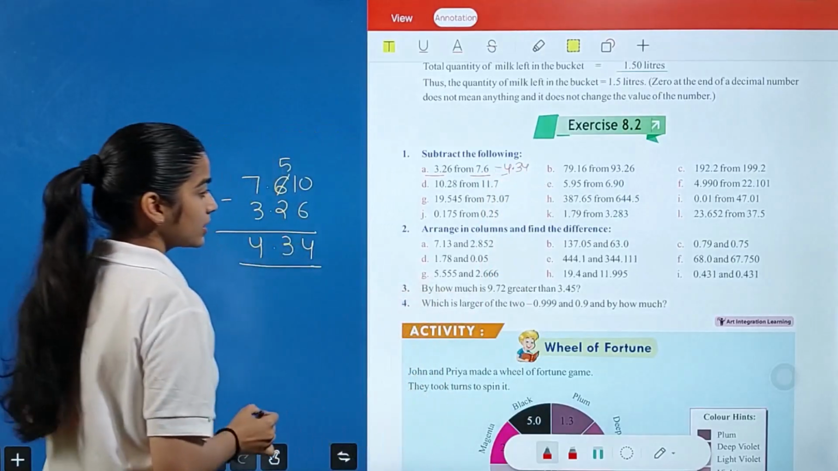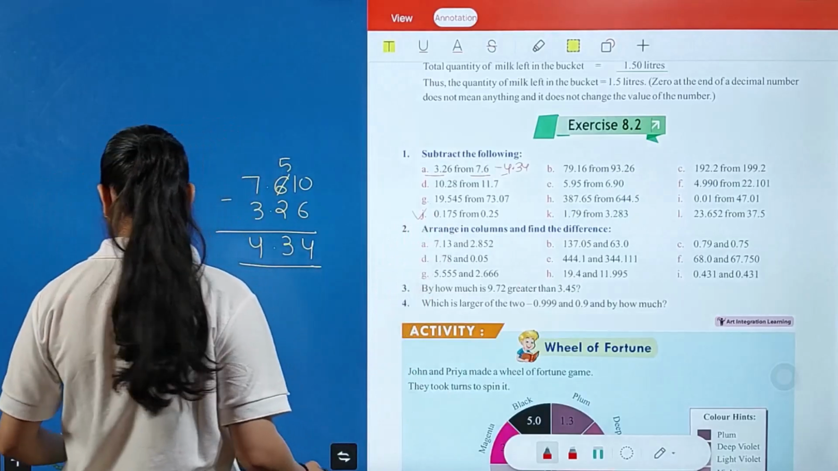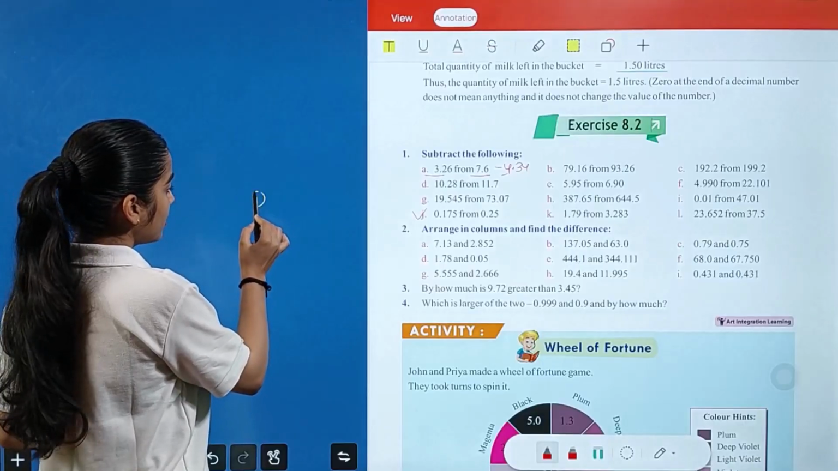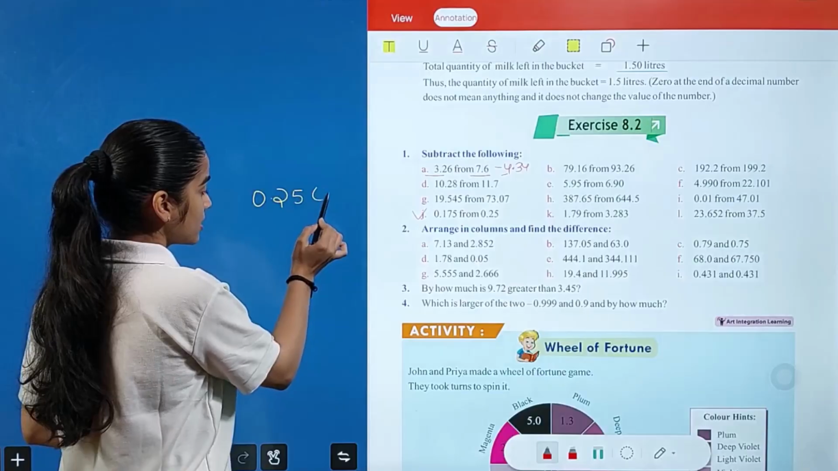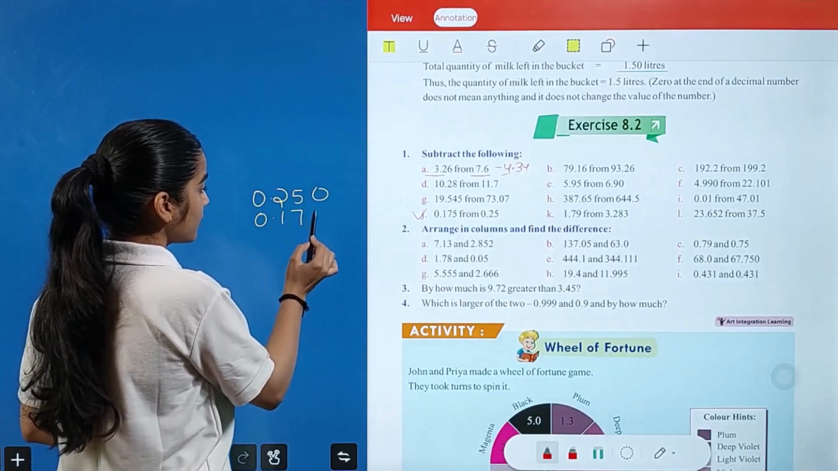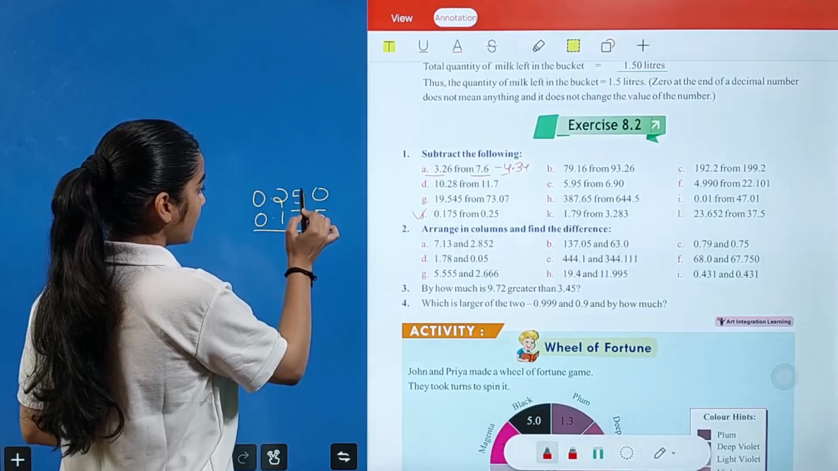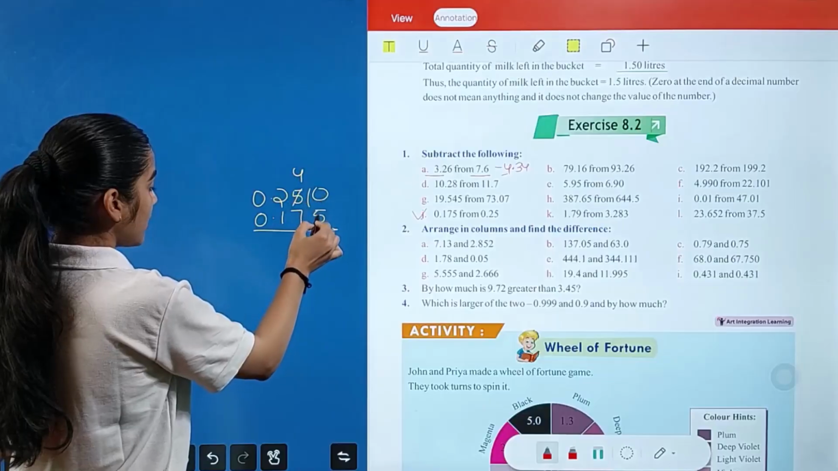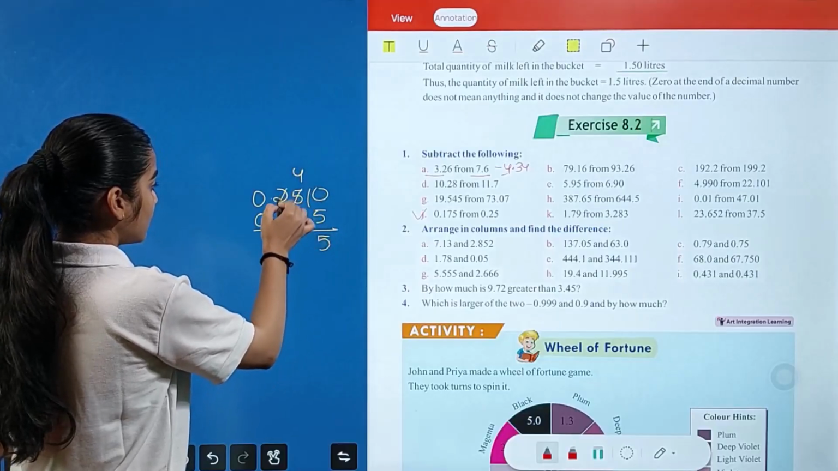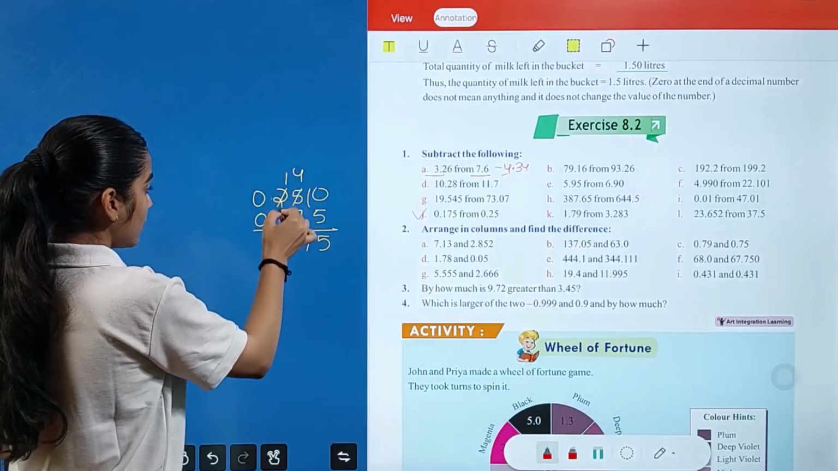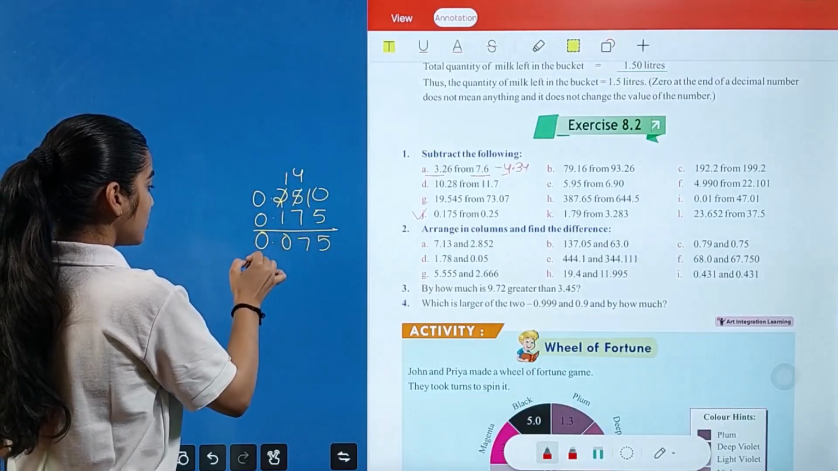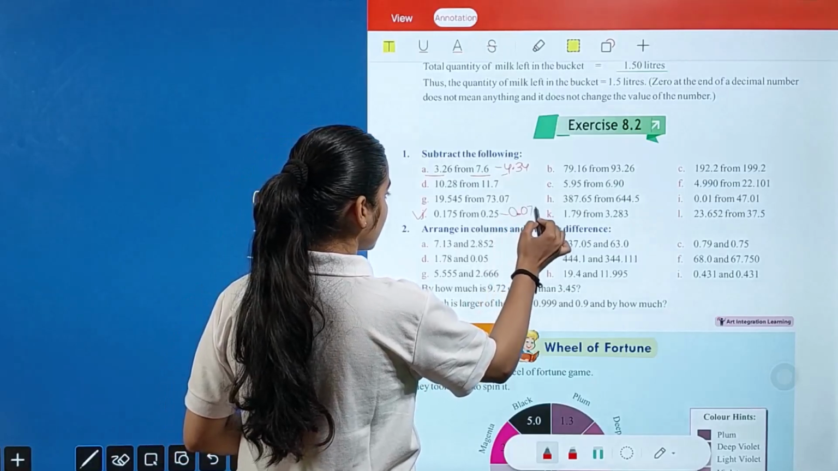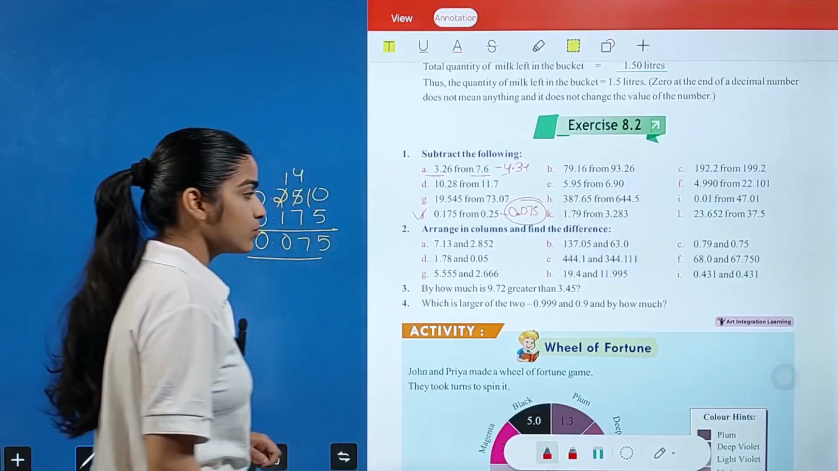Then the next question we can take this one. Again we have to make it like fractions. 0.250 and 0.175. 10 minus 5, because we cannot subtract 5 from 0. So here we have 4. 10 minus 5 is 5. Again we have to take a carry. 14 minus 7 is 7. 1 minus 0 is 0. So 0.075 is your answer. In the same way, you have to do the rest of the questions.